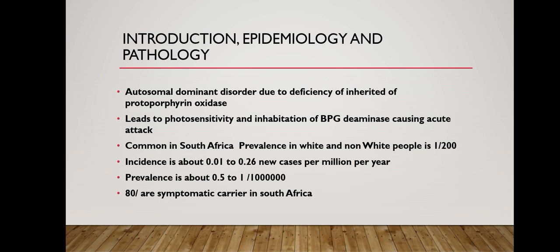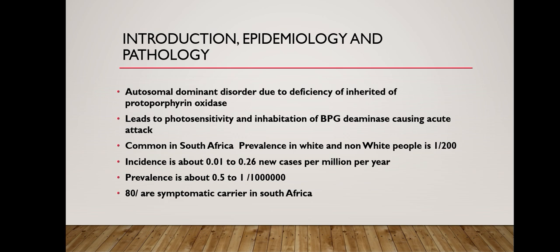Introduction, epidemiology and pathophysiology. It's an autosomal dominant disorder due to deficiency of the inherited protoporphyrinogen oxidase enzyme. It leads to photosensitivity and inhibition of PBG deaminase, causing acute attacks. It's so common in South Africa. Prevalence in white and non-white people over there is about 1 in 200.